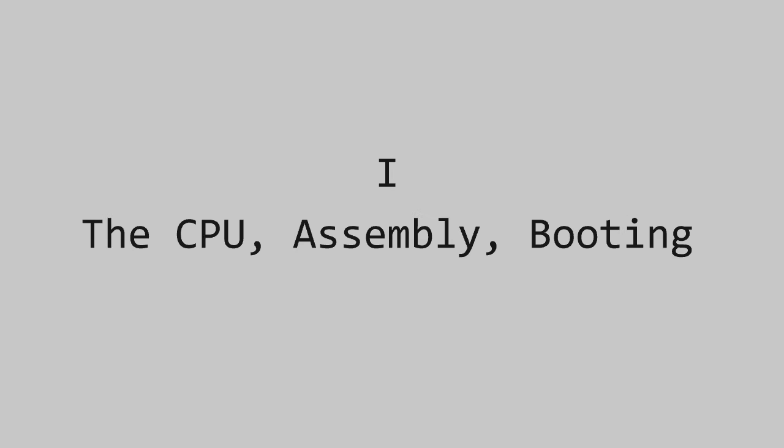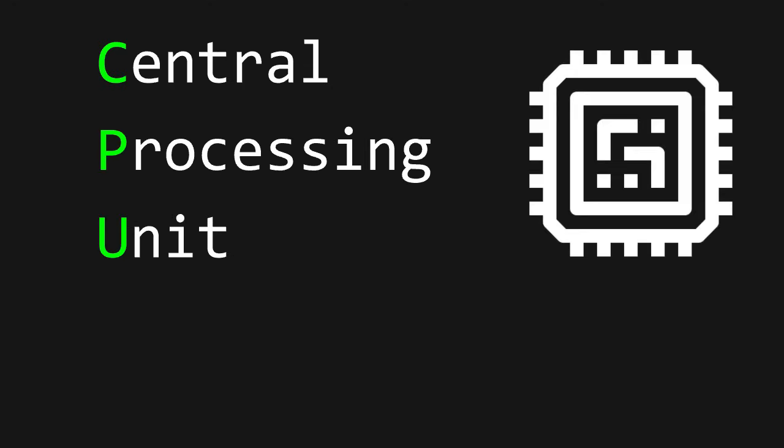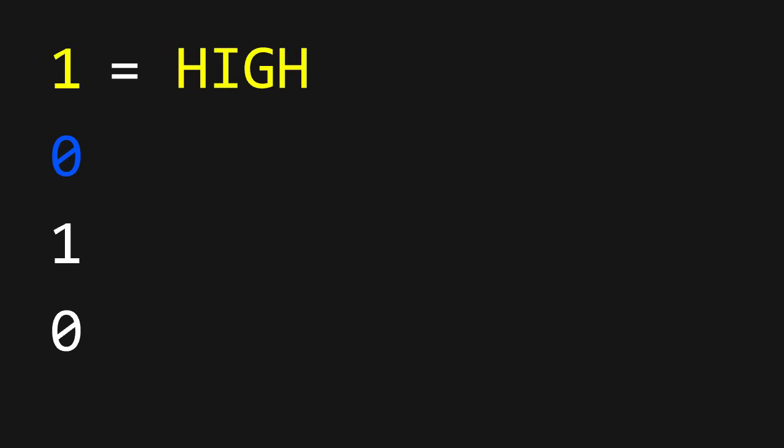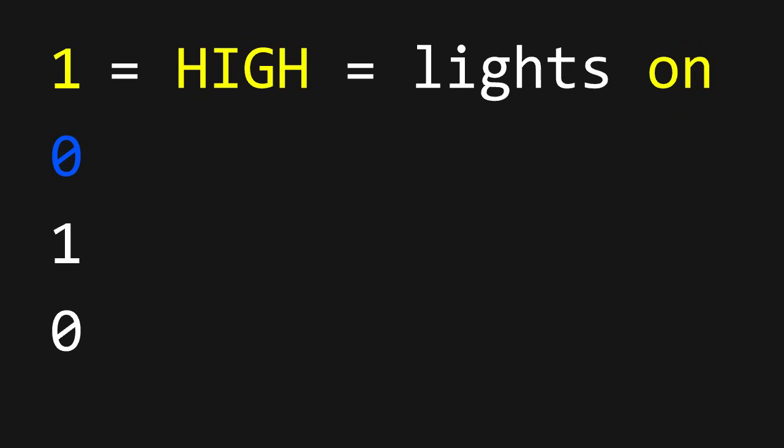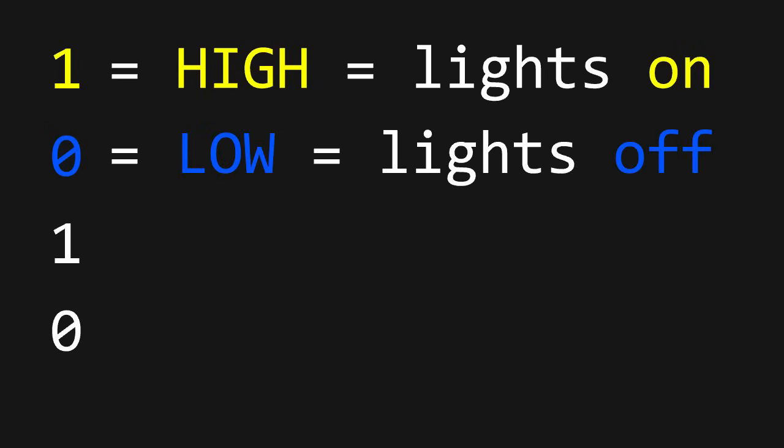Part 1. The CPU, assembly, booting. The central processing unit is an integrated circuit, able to perform some predefined operations, receiving and sending data from and to other components and peripherals. This data is usually represented as ones and zeros, where 1 or high means there is electrical current flowing in a certain point of the circuit, and 0 or low means there isn't.